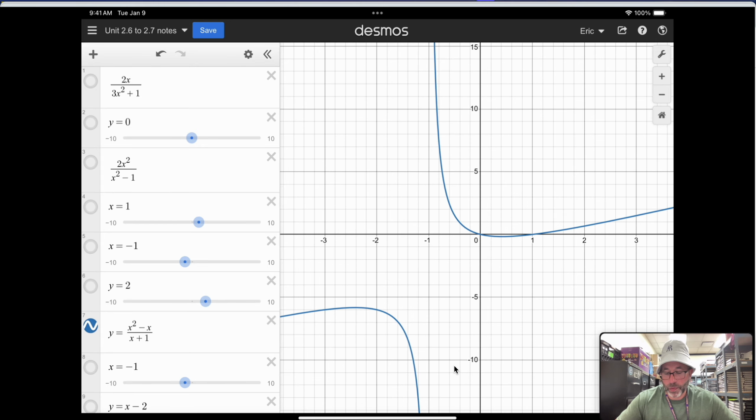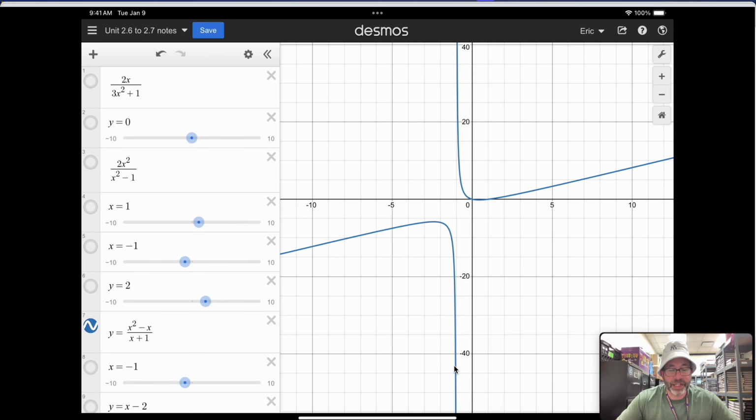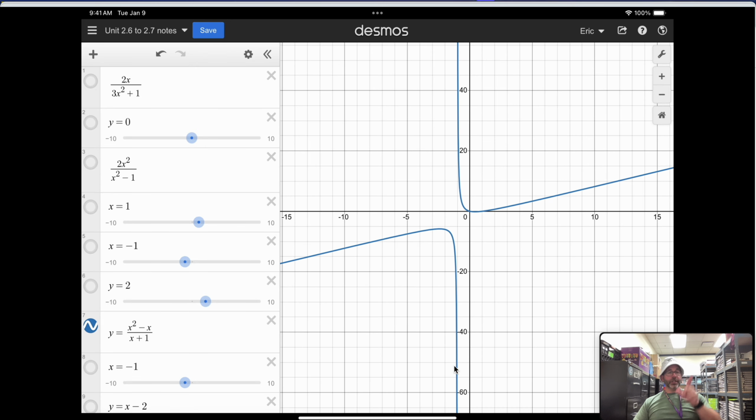There's our graph. Now look at my picture here. Look at the behaviors on the right and to the left. To the right, it's not going horizontally anymore. It's actually going on an angle up and to the right. And if I look to the left, it's going on an angle down and to the left. So this is what we call a slant asymptote or an oblique asymptote.